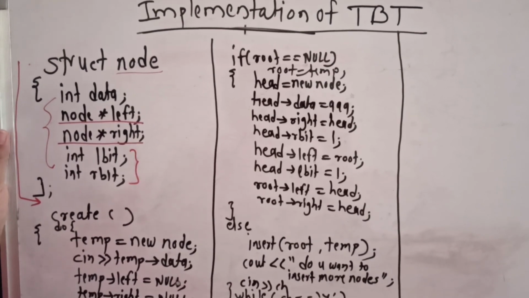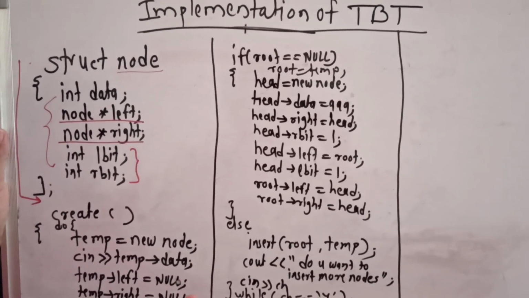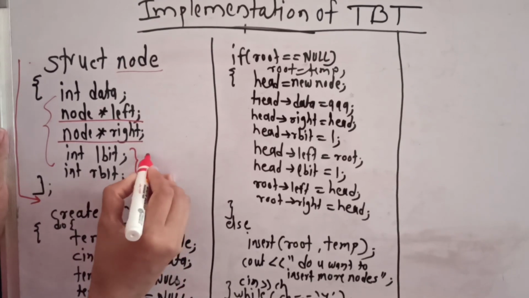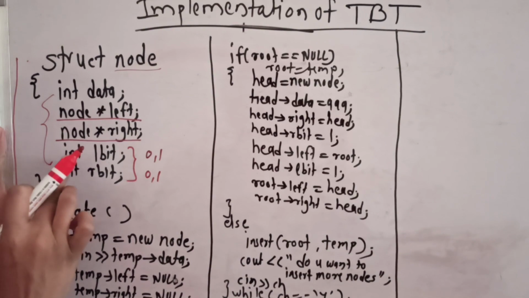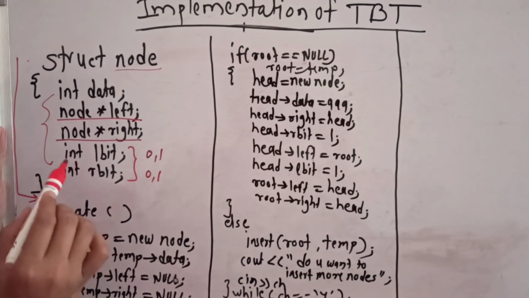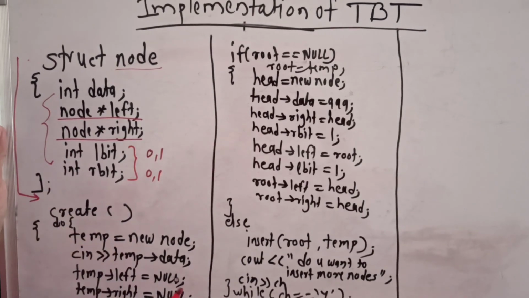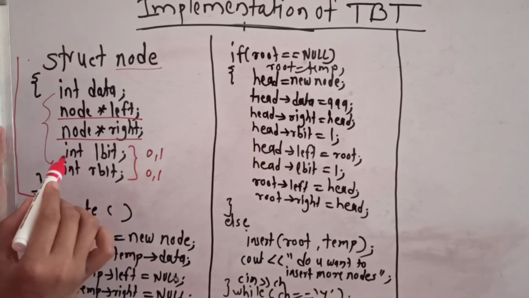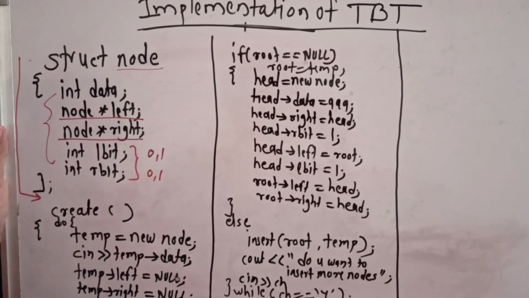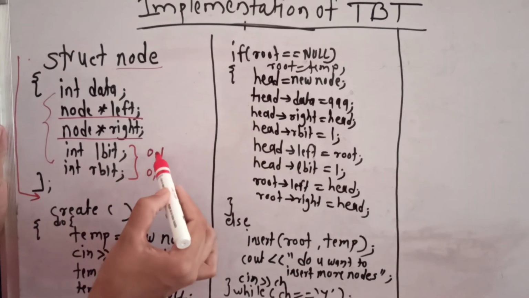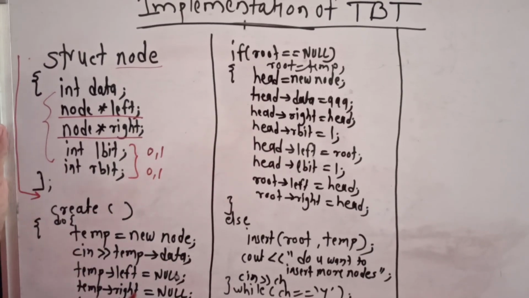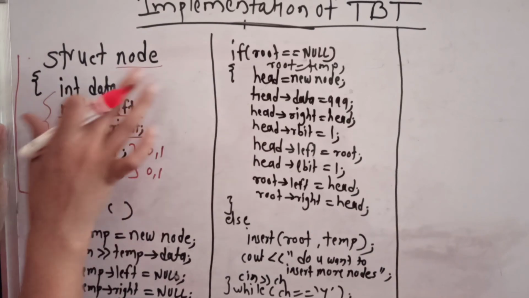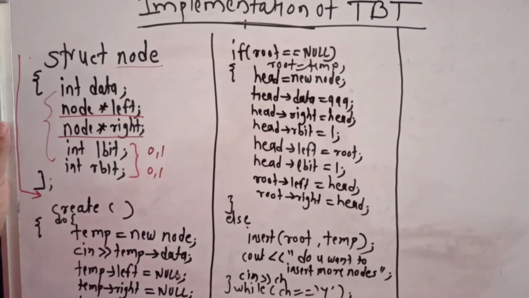Why is it an integer? Because for the L bit and the R bit we are going to take the input as either 0 or 1. So the type is always integer. You can't take it as a node pointer L bit or node pointer R bit. Always take integer L bit and integer R bit, as we are going to take the input as 0 or 1. So this is the node structure for the TBT.